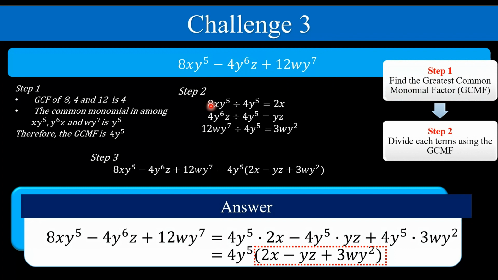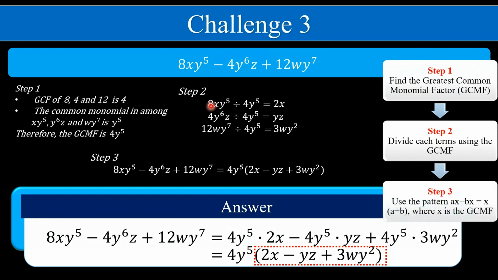Basically, we have to use the steps, and these steps are very logical because we can get the answer for GCMF by dividing the terms by getting the common number and the variable. And step number 2 is very logical because we will use step number 1 to answer step number 2. The 4y to the 5th power, we divide it. We divide 4 with 4, 4 divided by 4 is 1. 4 divided by 4 is 3.